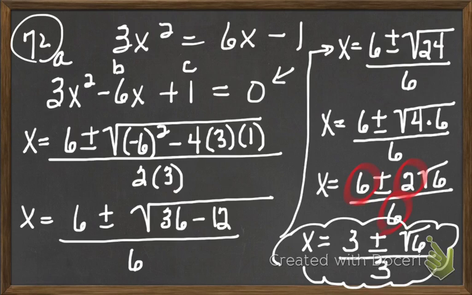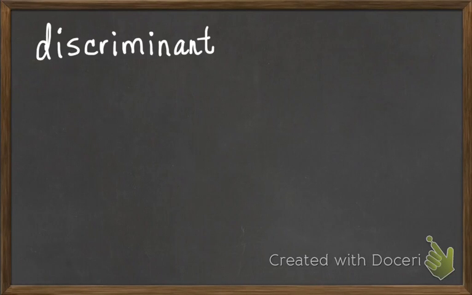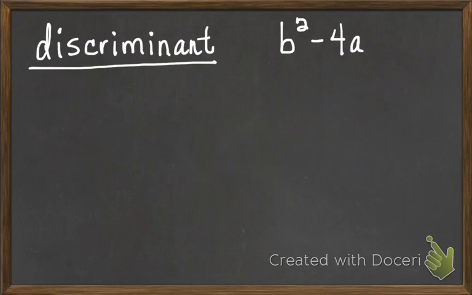I want to talk about what this word is. Let's write it down. Discriminant. D-I-S-C-R-I-M-I-N-A-N-T. Alright? The discriminant is the value underneath the square root in the quadratic formula. So that's the b squared minus 4ac part.